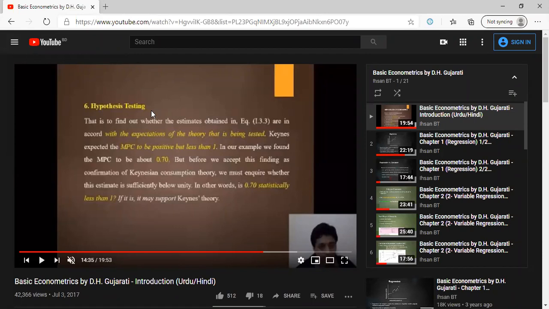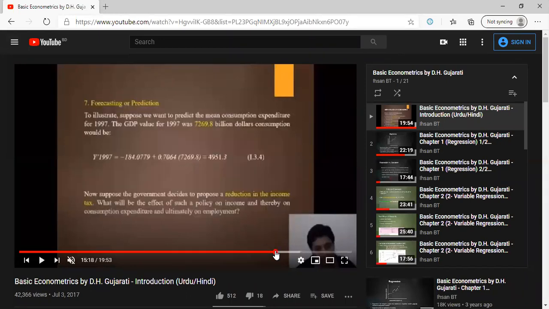What are the population parameters here? Beta 1, beta 2. We will be testing beta 1 and beta 2. We will be using sample information. Right now it looks abstract, but as we go and actually test, you will see. Then you can do forecasting or prediction.